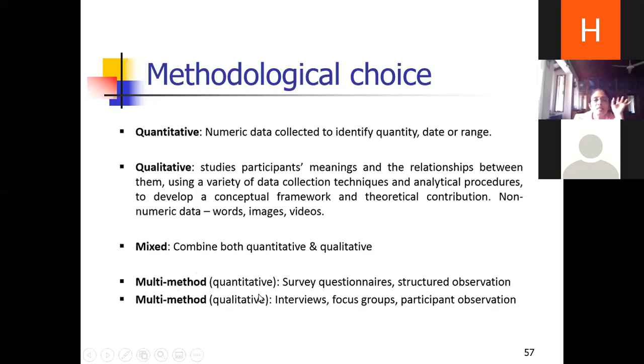But multi method quantitative means, for example, you collect data using a questionnaire based on a survey, and also you collect the already available secondary data, or else you make structured observations, which means you have a predetermined set of categories. If it is there, you will say yes. If it is not there, you will say no, or you will just pick the level of each variable that you observe. So it's again structured, and that becomes quantitative.